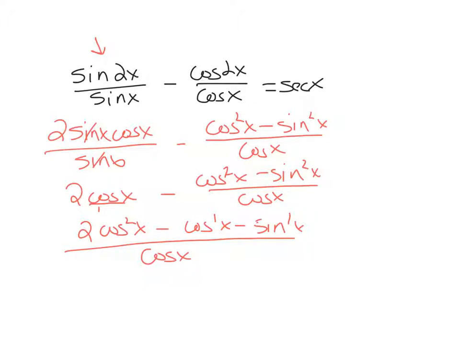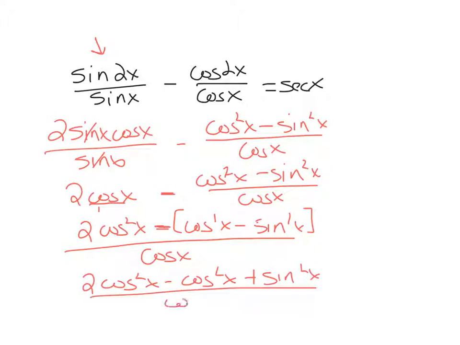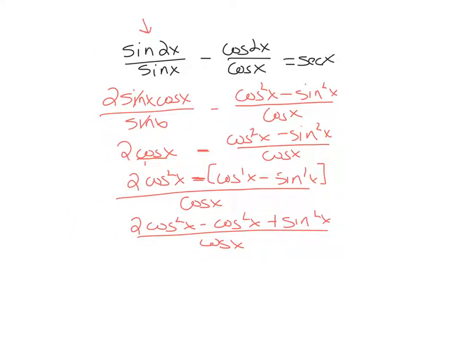Now 2 cosine squared, the minus sign, when I'm doing that fraction, this minus sign right here actually subtracts that whole thing. That's important. So this minus sign, remember, changes all the signs. So I really have 2 cosine squared minus cosine squared plus sine squared, all over cosine x. And now I'm kind of seeing what's going to happen. What I see on the top is 2 cosine squared minus 1 cosine squared, which is 1 cosine squared.